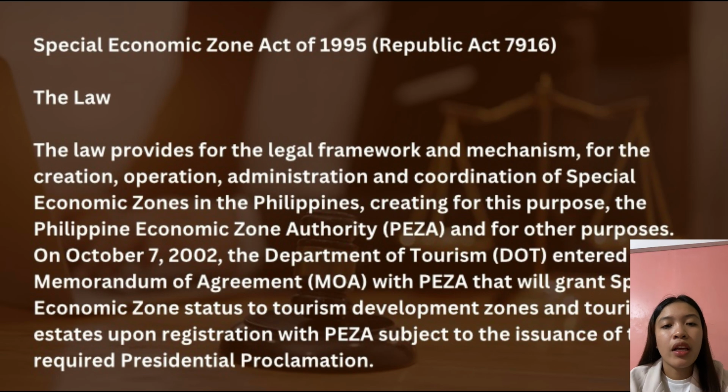Next is the Special Economic Zones, Republic Act 7916. This law enables the establishment of special economic zones in the Philippines. The Philippine Economic Zone Authority, or the PEZA, manages these zones, and tourism development zones can be granted this status. These zones provide investors with tax incentives and a streamlined process for setting up businesses, making them attractive for foreign investment in tourism and related sectors.